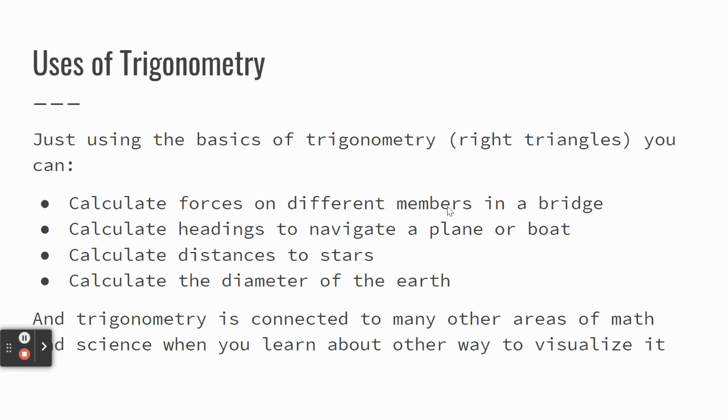To calculate distances to stars, we actually use trigonometry. We set up different points on the Earth to create an angle, measure the distance between those two points, measure the angle to the stars, and we can use trigonometry to find the distances. You can also use it, the same idea, to calculate the diameter of the Earth, which is one of the first ways people did that.